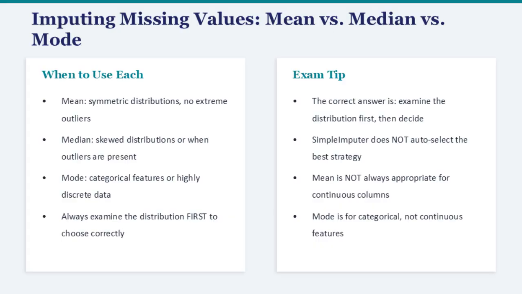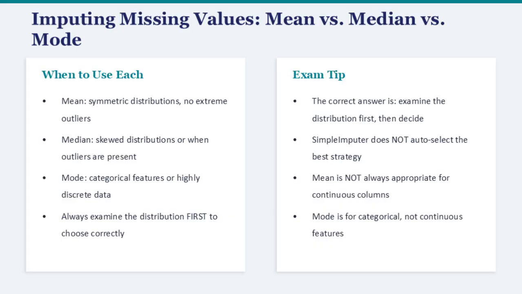It's also there in one of the sample questions. The question asks, a data scientist needs to impute missing values in a continuous feature with the least effort but correct results. What should they do? The answer is not use the mean, even though the mean is the most common default. The answer is not use sklearn SimpleImputer, which automatically selects the best method, because SimpleImputer does not auto select.